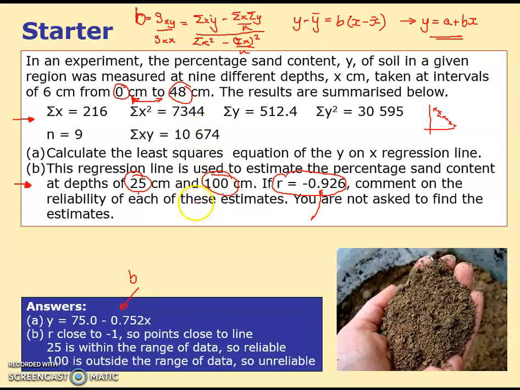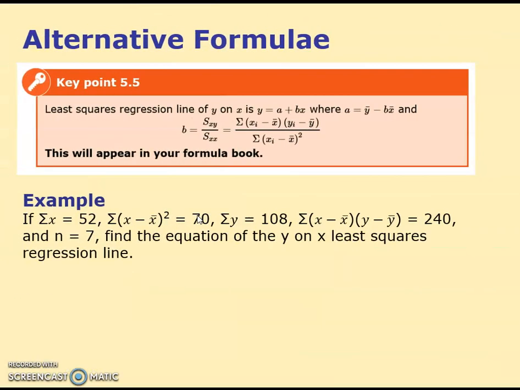So what did I write? r close to 1, so points close to the line. 25 is within the range, so reliable. 100 is outside the range, so unreliable. So there you go, I hope that makes sense. So let's go on to the new stuff. First of all, we've got this alternative formula, b equals. I think we saw this before, but maybe not, so I'll just go through it again.